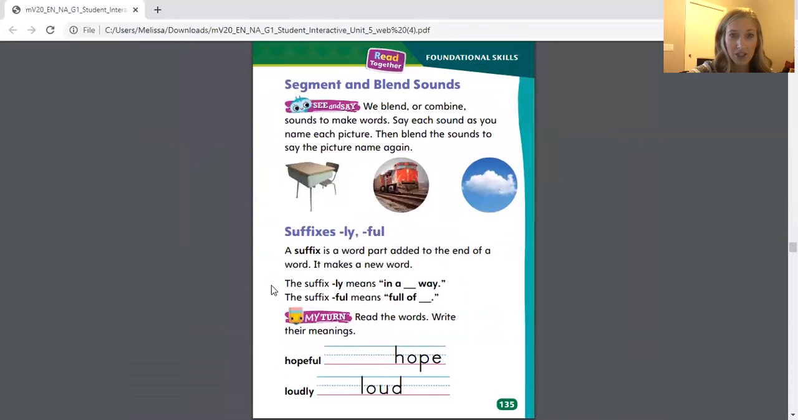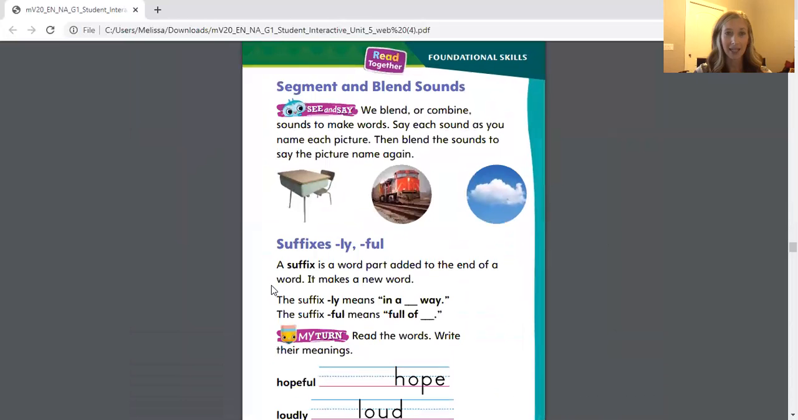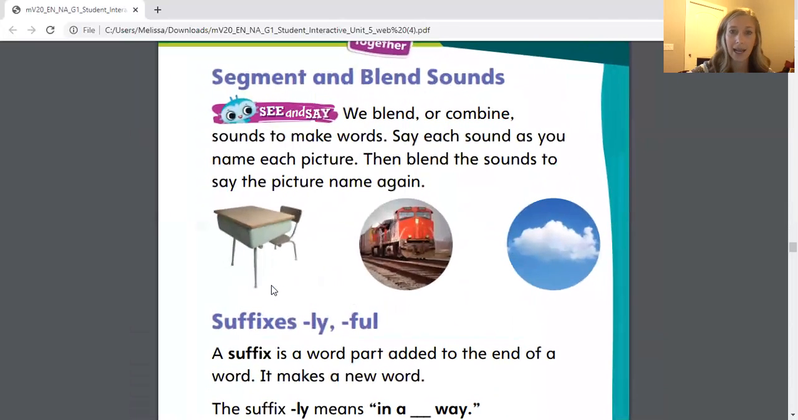On the next page, on page 134, we are going to do some segment and blend sounds, and then we are also going to do some work with the suffixes, ly and ful. So on this page for see and say, it says we blend or combine sounds to make words. Say each sound as you name each picture, then blend the sounds to say the picture name again.